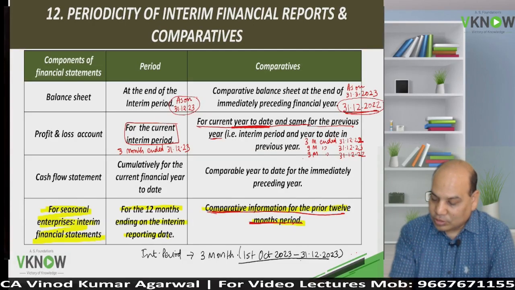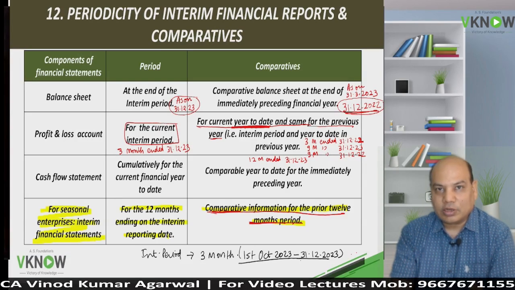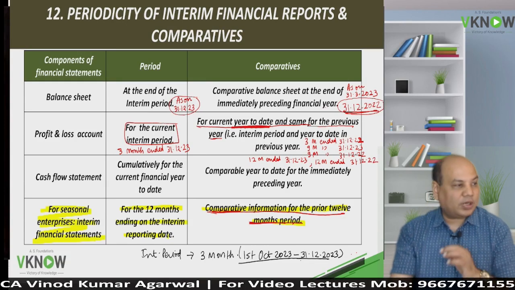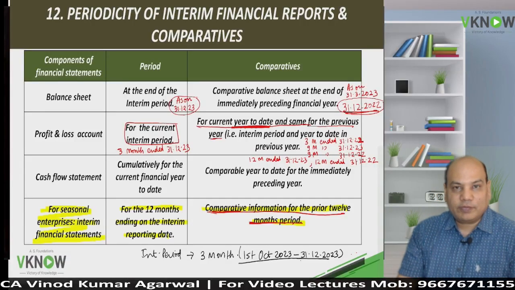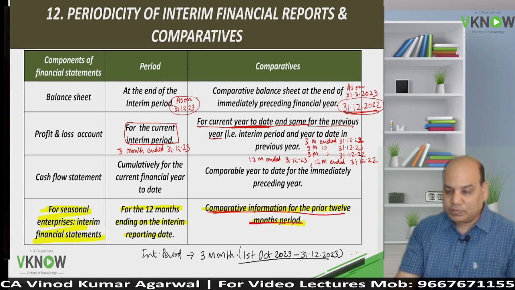So 2 more. I am writing below 12 months ended 31/12/23. So that will cover one whole cycle of 12 months, and comparative 12 months ended 31/12/22. So that is about P&L account. 6 P&L accounts you have to prepare. Total 6 profit and loss accounts you will have to prepare.